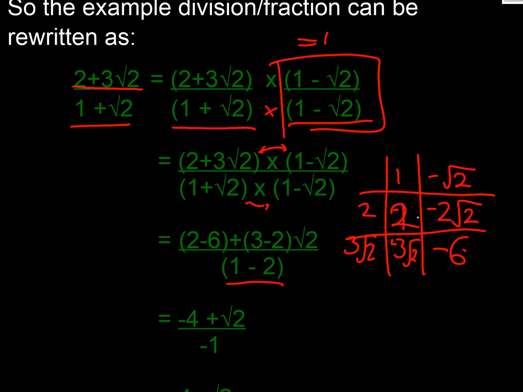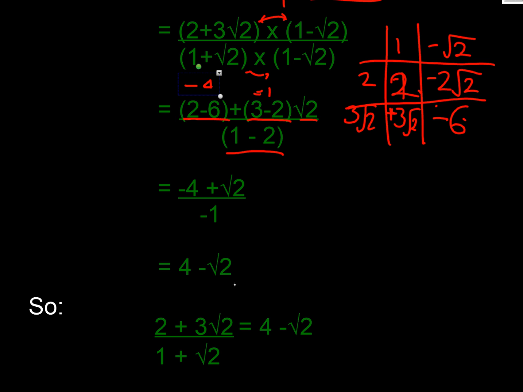So what have I got in my rational part here? I've got a 2 minus 6, and in my irrational part I've got a plus 3 minus 2 lots of root 2. Yeah. So that equals 1, that equals minus 4, doesn't it? So I've got a minus 4 plus our root 2 here, all divided by minus 1, which therefore is just divided by minus 1 gives us 4 and minus root 2.